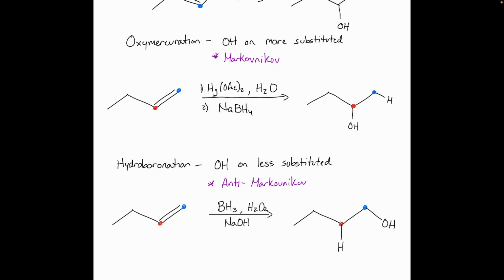All right, so we got two different types of hydration reactions. They both sort of add a hydrogen to one side and an OH on the other side. The difference is the regioselectivity, right? The first one will put it on the more highly substituted carbon. The second one puts that OH group on the less substituted carbon.